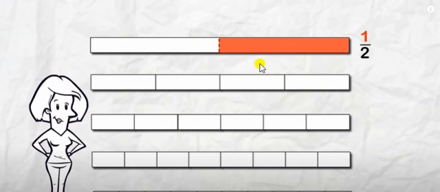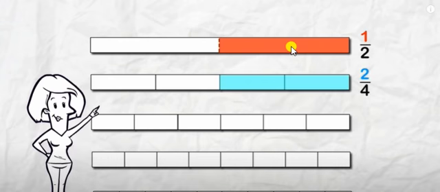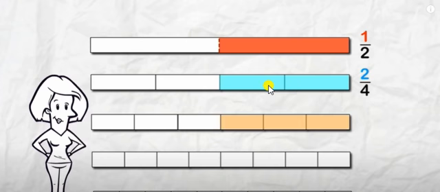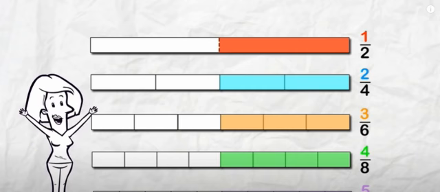Now let's compare them. Let's cover half of each strip. This has been colored one half, so one half. Over here we have colored two pieces, it's 2/4. The half over here is 3 out of 6, it's 3/6. And here we go for 4 pieces out of 8, so it's 4/8.